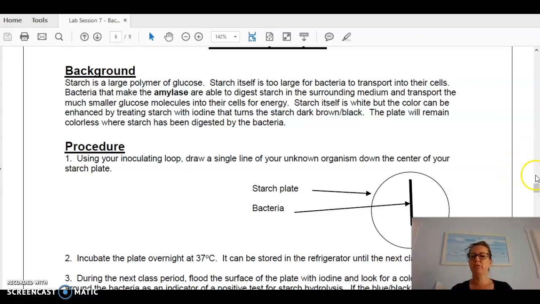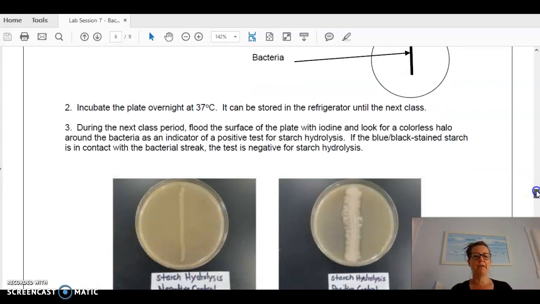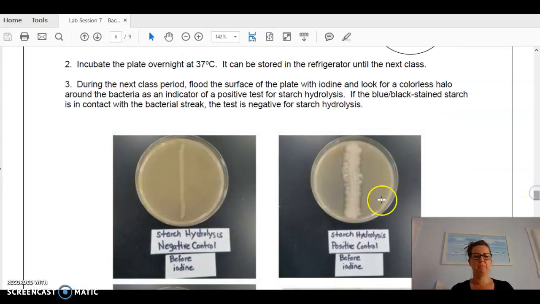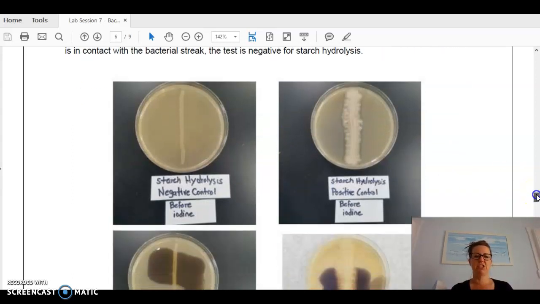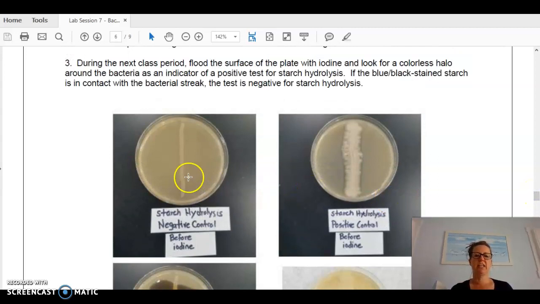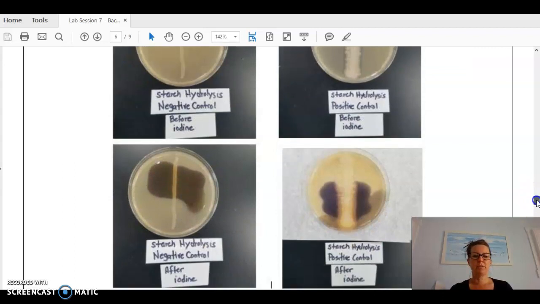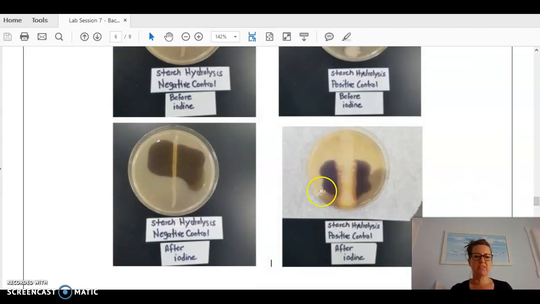And then after it grew up overnight in an incubator, and depends on what your actual bacteria looks like on a petri dish, but here's a couple different examples. This is just showing a negative control, so this is what it would look like when we pulled it out of the incubator. And then you're going to flood the plate with iodine. And it really helps to take a look at this.